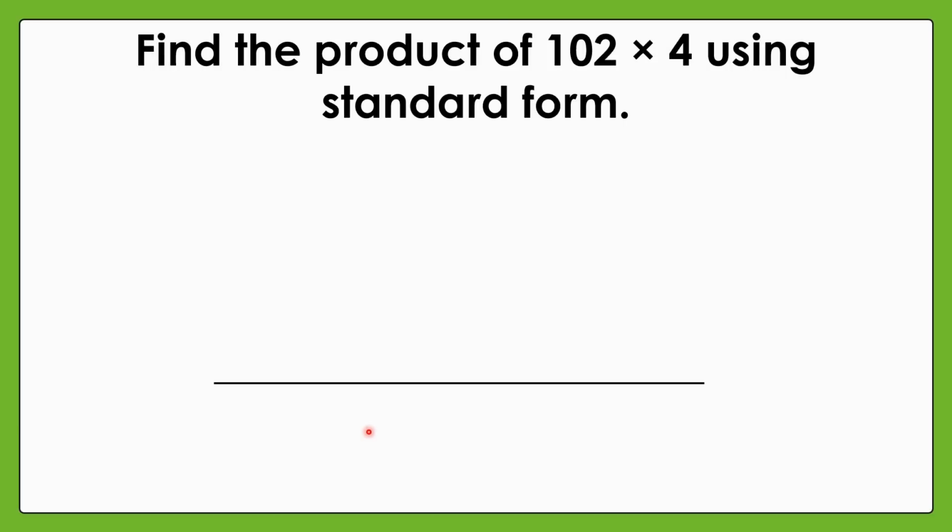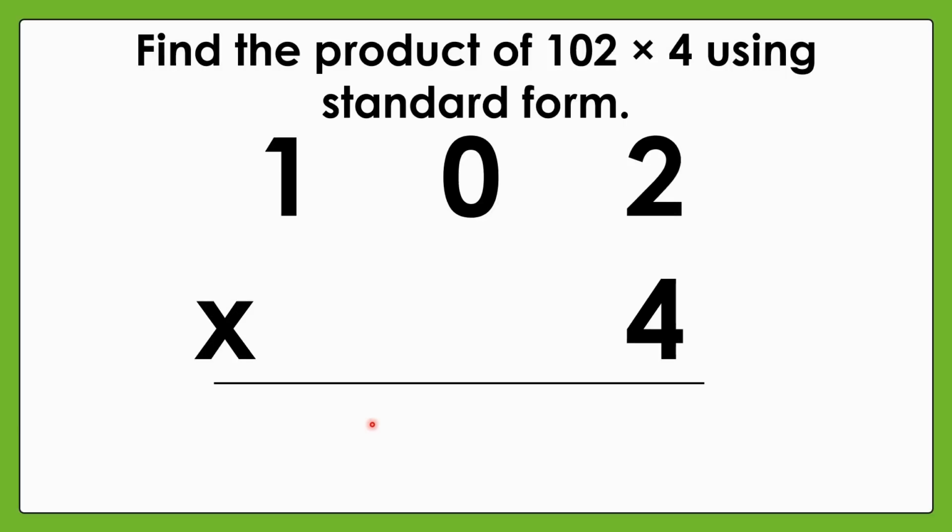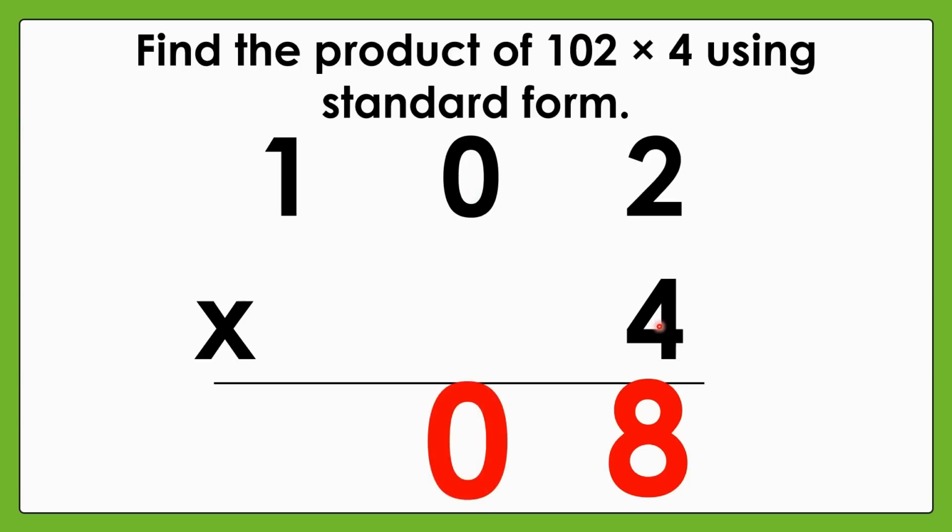Find the product of 102 times 4 using standard form. 2 times 4 is equal to 8. 0 times 4 is equal to 0. 1 times 4 is equal to 4. So the answer using standard form is 408.